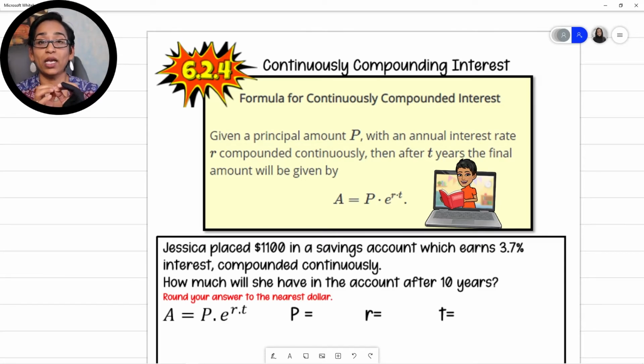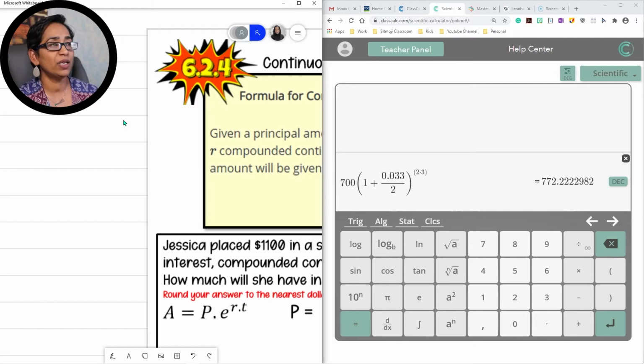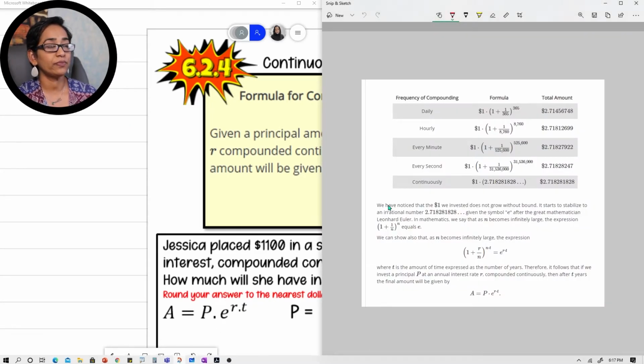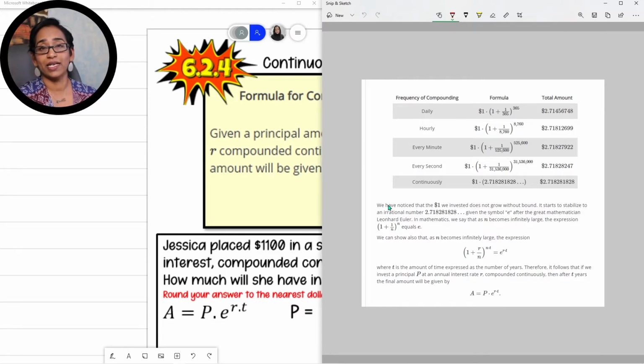Continuously means every second, every microsecond, every minute, every hour. You might wonder, how does that even work? So let me go ahead and talk a little bit about this one. Here I have it on my right hand side. Let's just say you take $1 from me at the interest rate of 100%. If I compound every day, every single day for a whole year, then it's going to be 2.71. If I compound every hour, it's going to be 2.718.